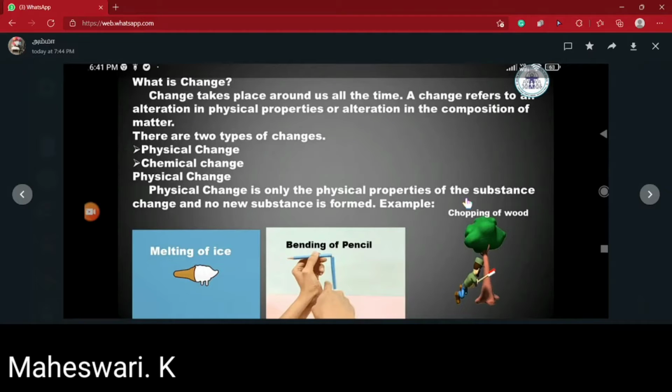So, what is change? The change takes place around us all the time. A change refers to an alteration in physical properties or an alteration in the composition of matter. So what happened? There are two types of changes. One is physical change, the other one is chemical change.